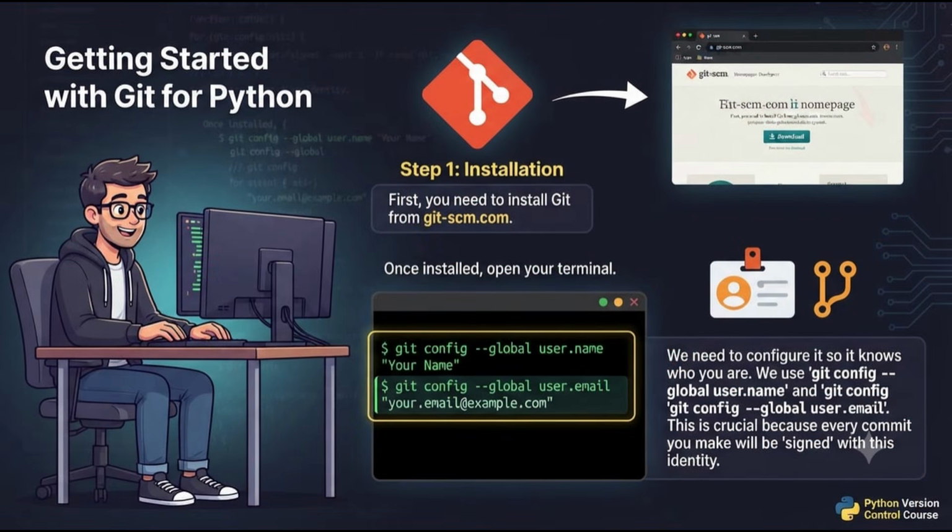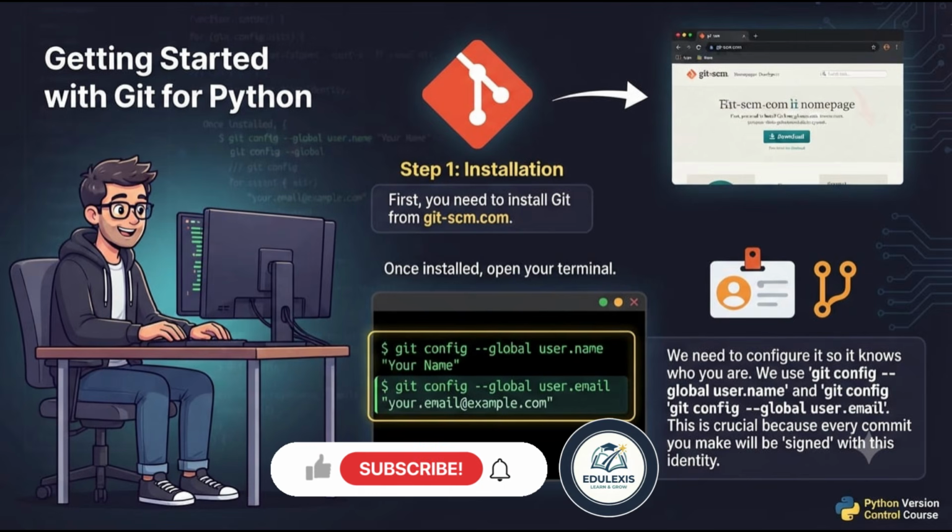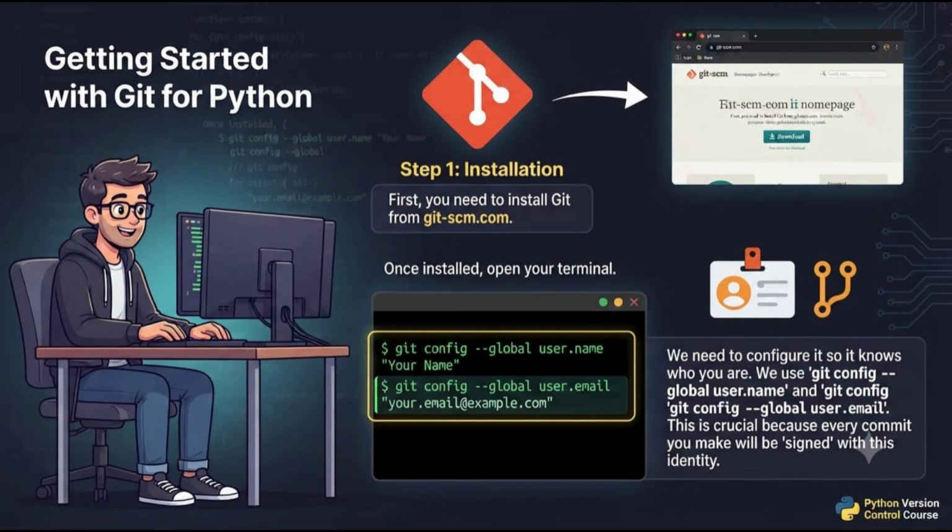First, you need to install Git from git-scm.com. Once installed, open your terminal. We need to configure it so it knows who you are. We use git config --global user.name and git config --global user.email. This is crucial because every commit you make will be assigned with this identity.